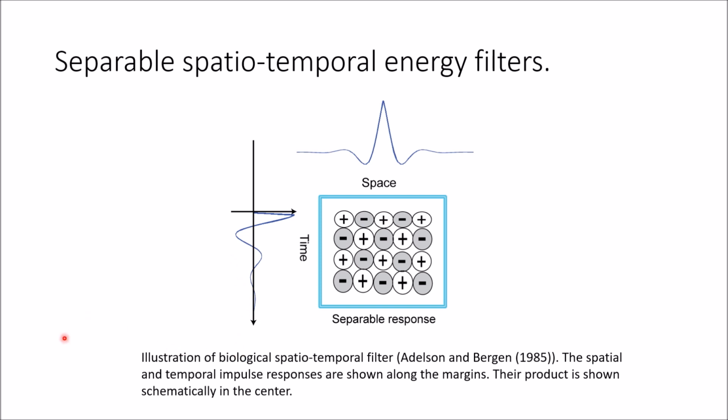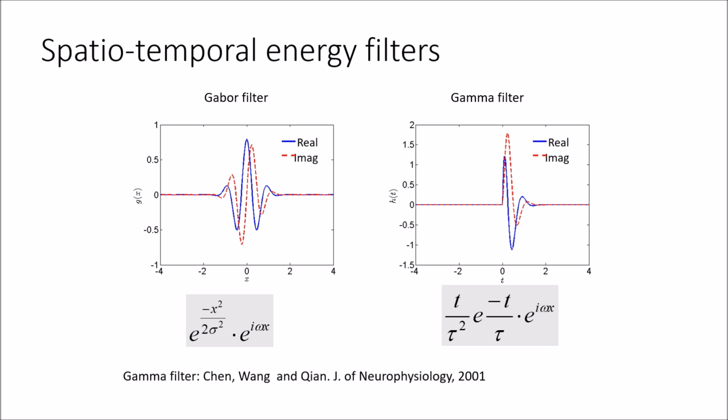Now, the beautiful thing with spatiotemporal filters is that they can be separated. We can first do the space filtering and on top of it, the time filtering. Specifically in our simulation, we use the Gabor filter for spatial derivative and the so-called gamma filter for time derivative. Here these filters are shown in their complex domain with the real and imaginary part.